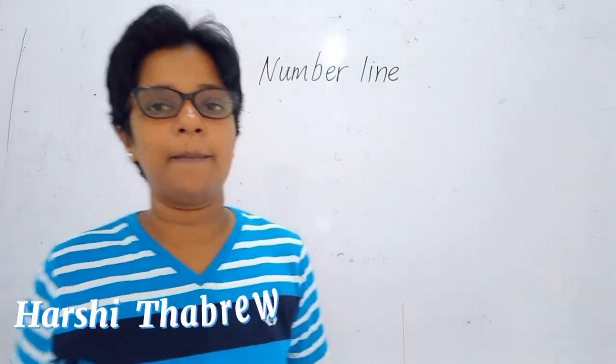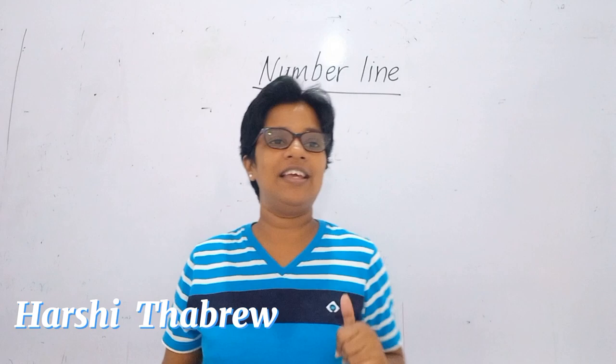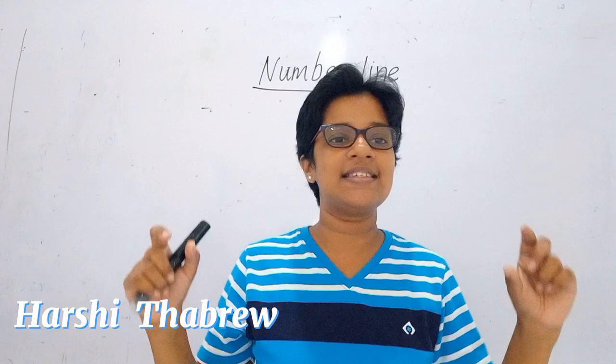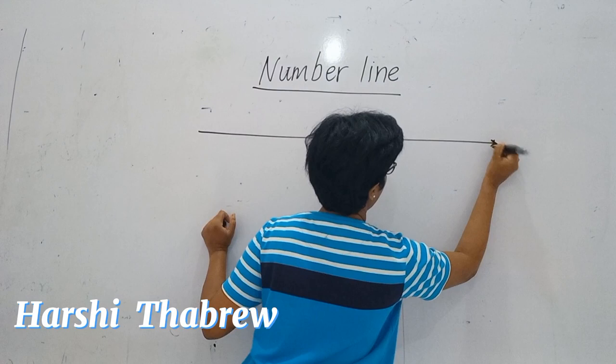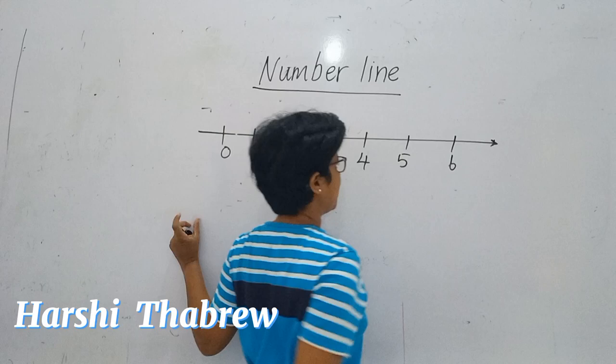About number lines, and in that lesson we discussed the applications of the number line. Then we learned that we have rulers. In the ruler, there is a number line, right? It starts from 0, then 0, 1, 2, 3, 4, 5, 6, like that you have all the counting numbers on the number line, right?